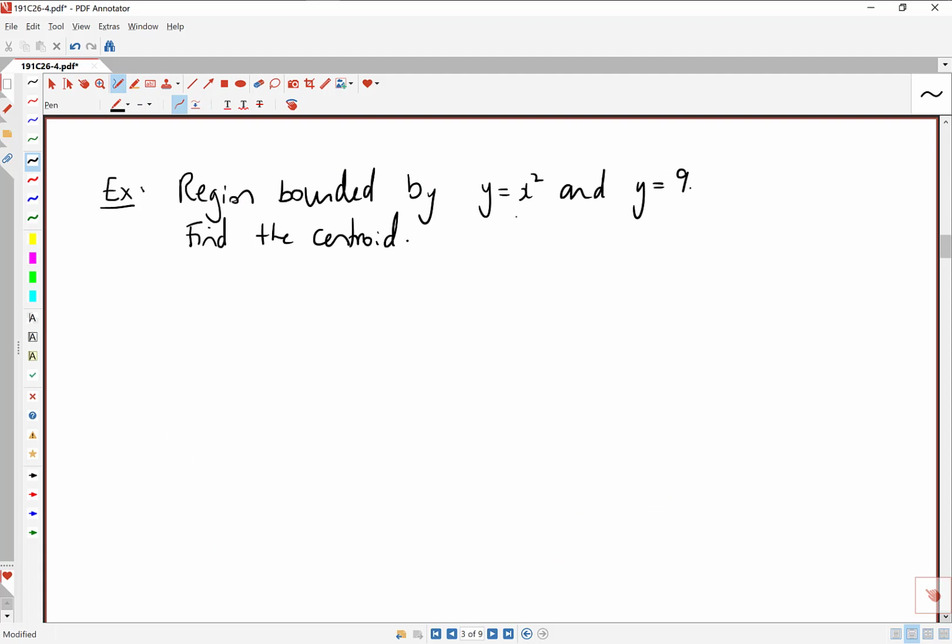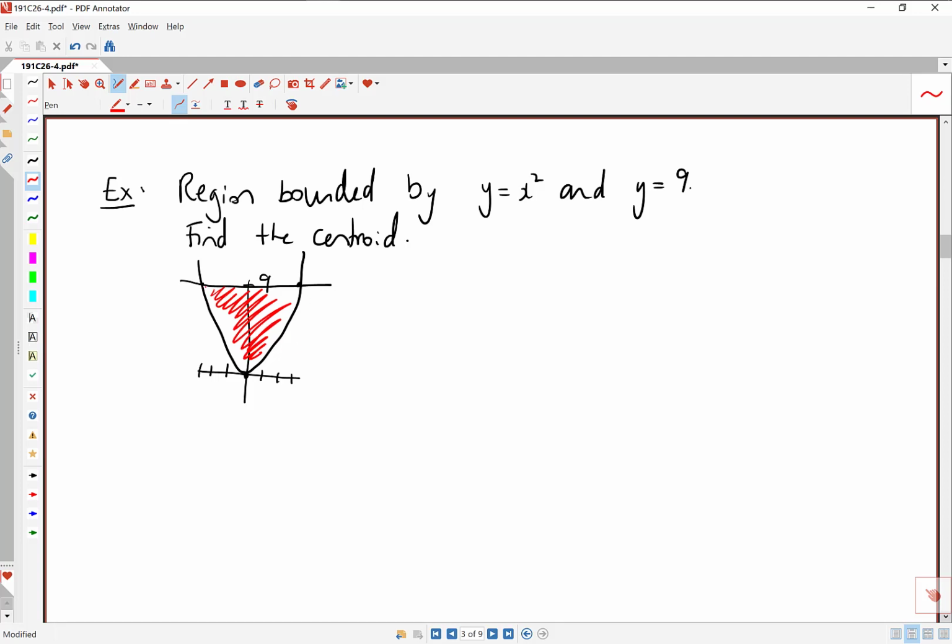We're looking at the region bounded by the parabola y equals x squared and the line y equals 9. Let's just make a quick sketch here. If we sketch our parabola, by the time we get to x equals plus or minus 3, we're up here at y equals 9. So let's say our parabola passes through these points, and that way we can make a quick sketch. Okay, I'll just highlight the region that we're interested in, so this entire region here.